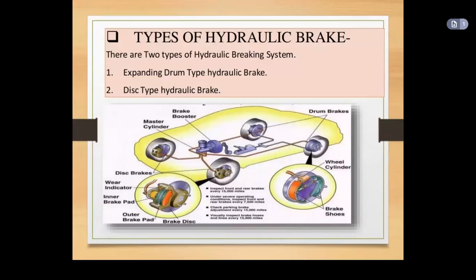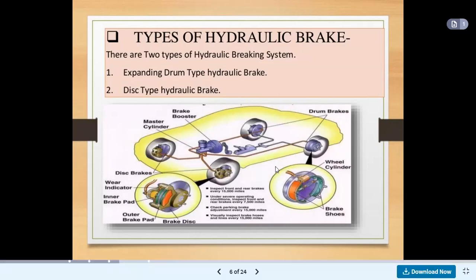Now next, types of hydraulic brakes. There are two different types of hydraulic braking system. First is the expanding drum type hydraulic brake, and second is the disc type hydraulic brake. If we see the different components in this diagram, this is the drum brake, this is the wheel cylinder, brake shoes are available, this is the brake booster, then the master cylinder is available here.